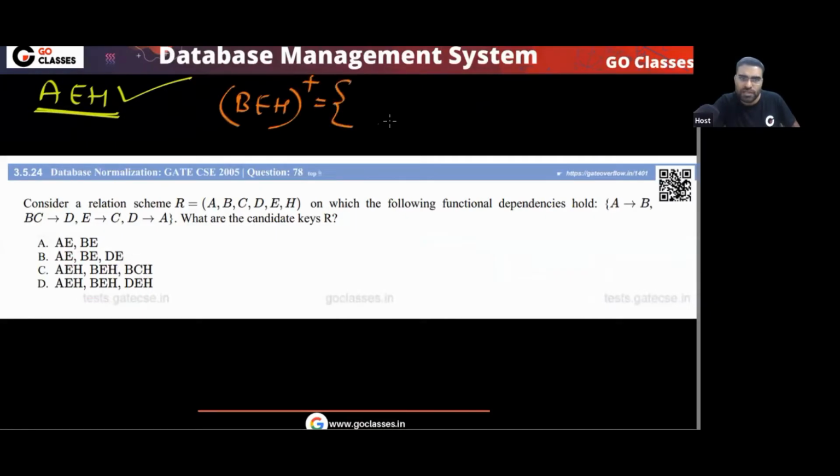What is the closure of BEH? The closure of BEH will be BEH. And this E can bring C. What else? Tell me, what else?